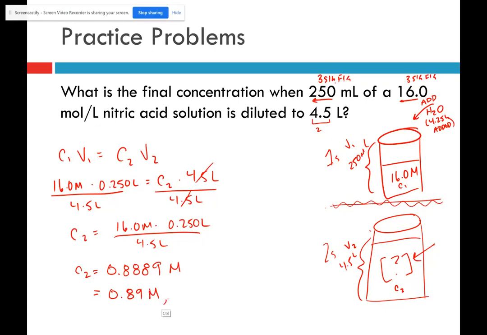Again, we did learn yesterday you also could write this as 0.89 mol per L, or you could write this as 0.89 in square brackets. All of those things mean the same thing. And again, if we think about this, it makes sense. We started off with a really highly concentrated solution with 16 moles per liter, and I added a bunch of water to it. So I diluted it and made it weaker. It makes sense that the new number I'm getting is much, much smaller.